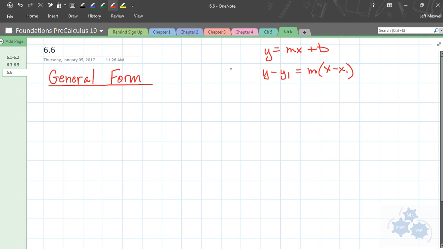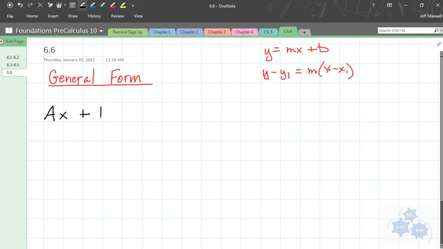All right, so those are the two forms we've talked about already. We're going to talk about the general form now. So that's what 6.6 is all about. We've found in our work in 6.4 and 6.5 that you can convert from one form to another, so we're still going to be able to do that. But the general form for the equation of a line, I'm just going to give it to you here and then we'll talk about it.